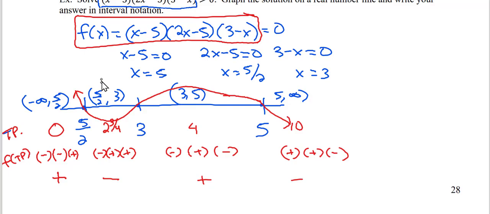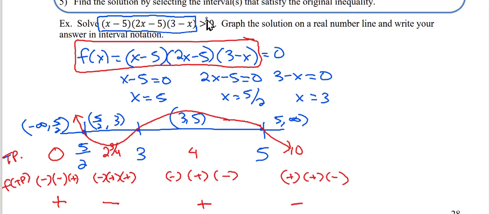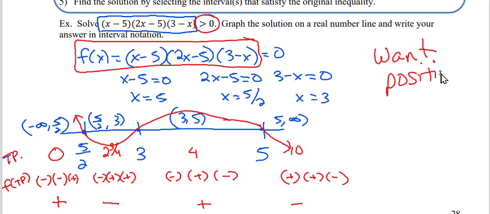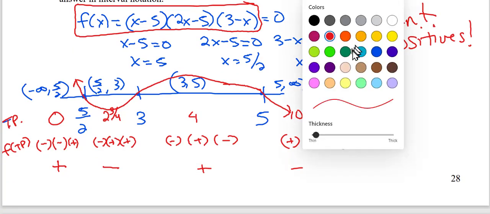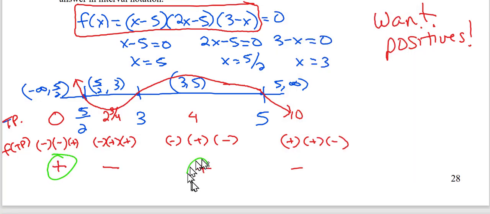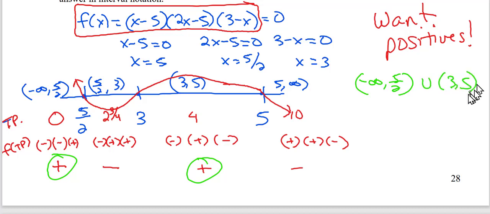What I want to know is, where is this function greater than 0? Meaning I want positives. Well, that is here and here. So my answer is negative infinity to 5/2 union 3 to 5. Any x values in between those two will give you a positive number for this function.